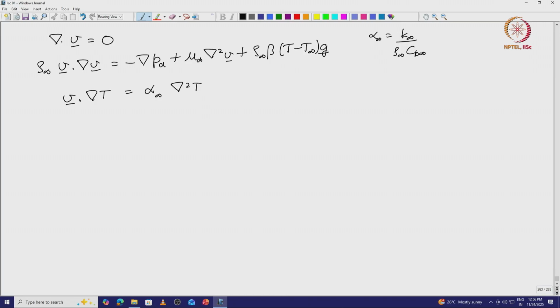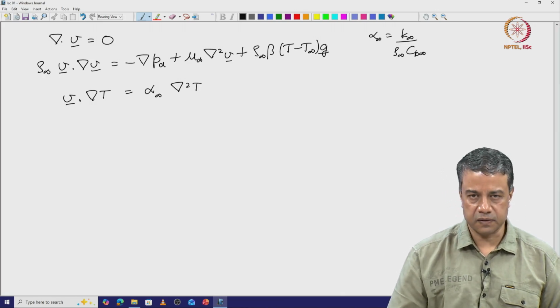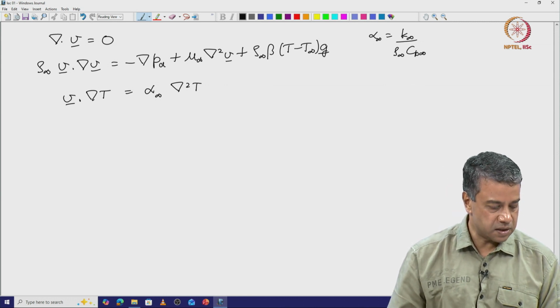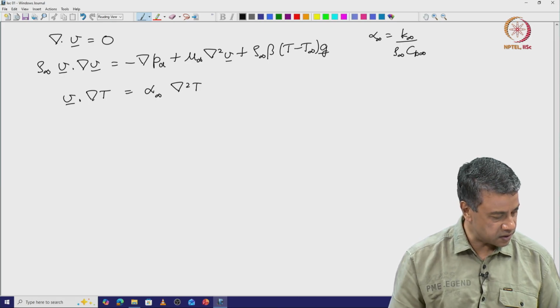Under what conditions can you neglect the density variations throughout the fluid, except for the body force term? Under what conditions can you neglect all the terms in the density equation except for the body force term?